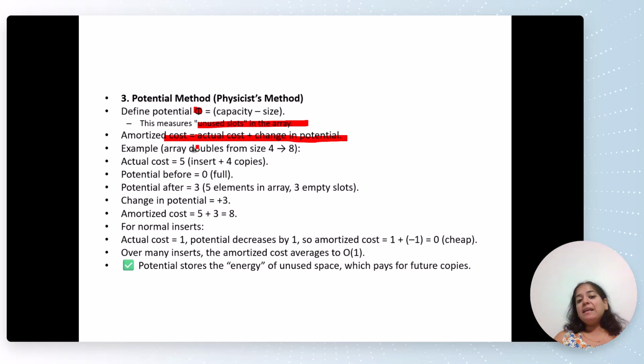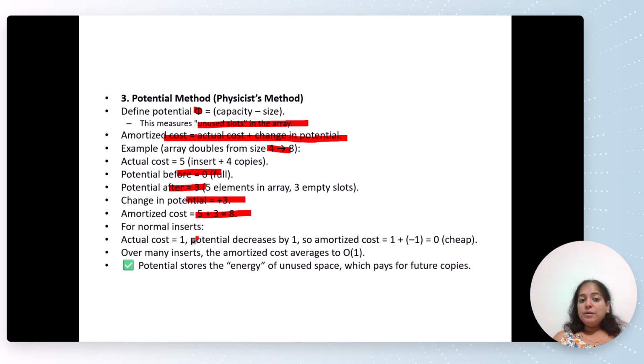For example, the array doubles from size 4 to 8. So actual cost will be 5 because you are inserting one element plus copying 4 existing elements. Potential before is 0 because the array was full, and potential after becomes 3 because 3 slots are still empty. So change in potential is 3. So amortized cost becomes 5 plus 3, which is 8.